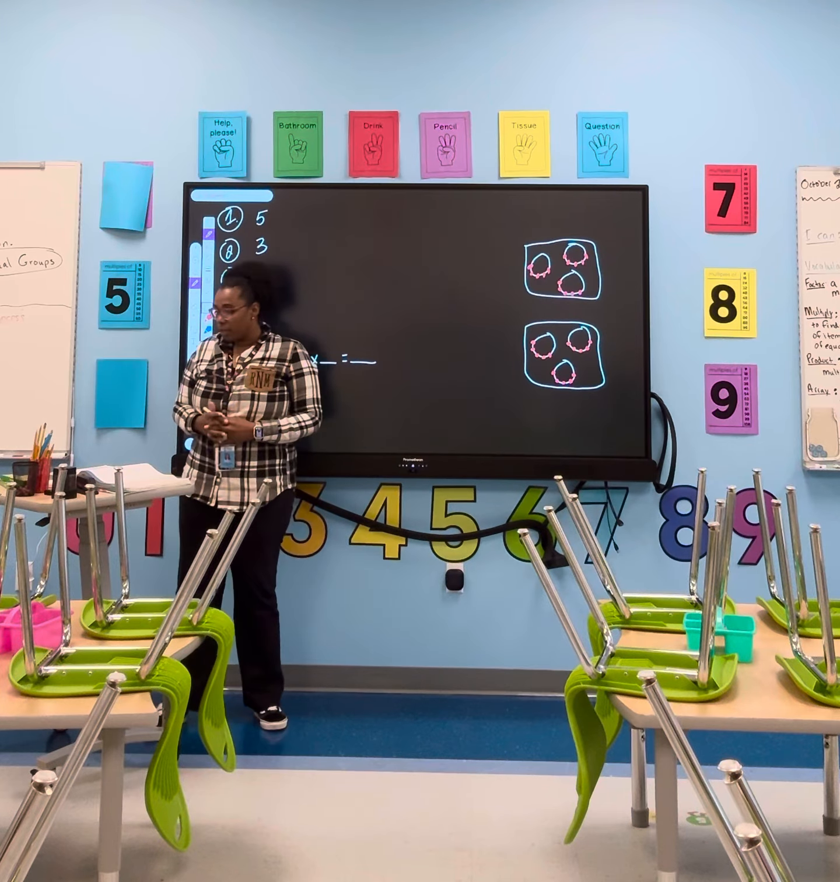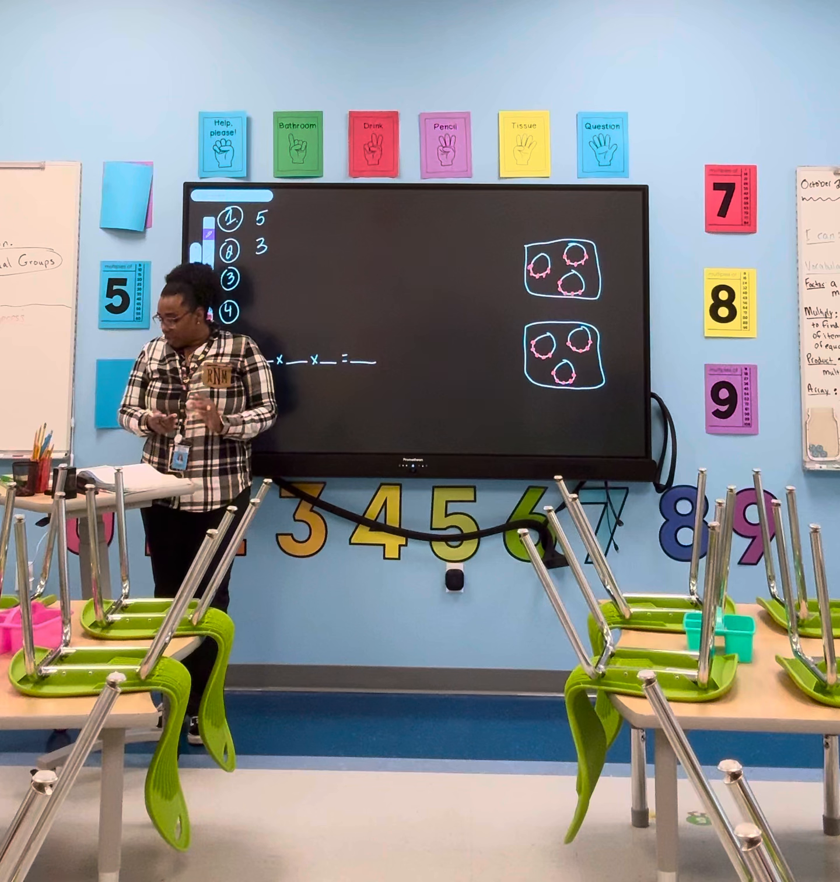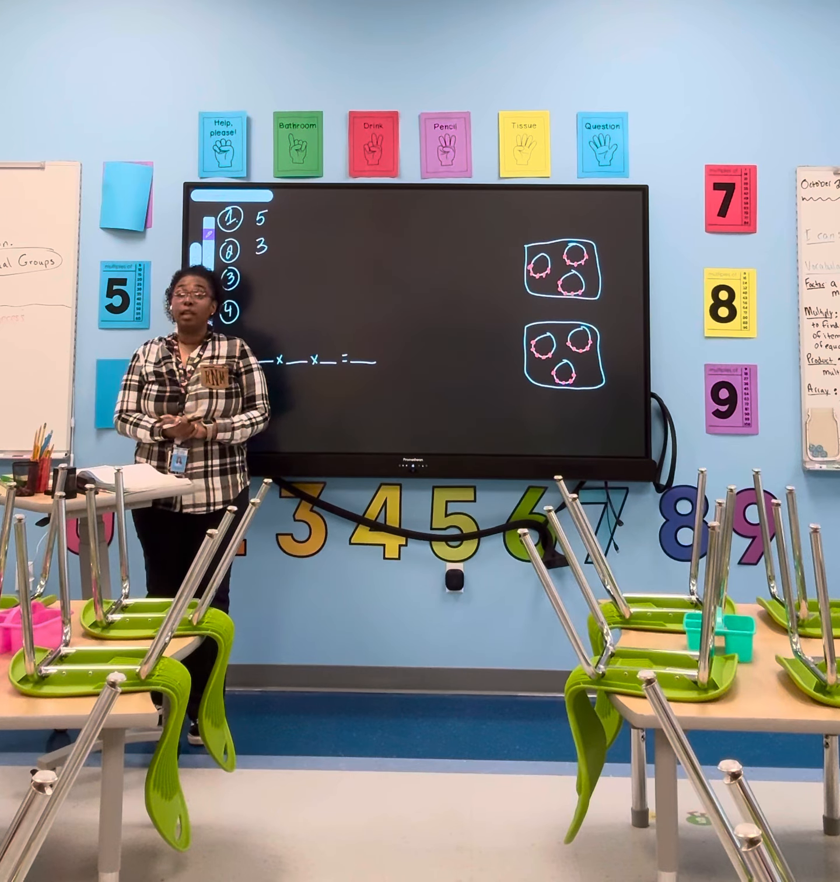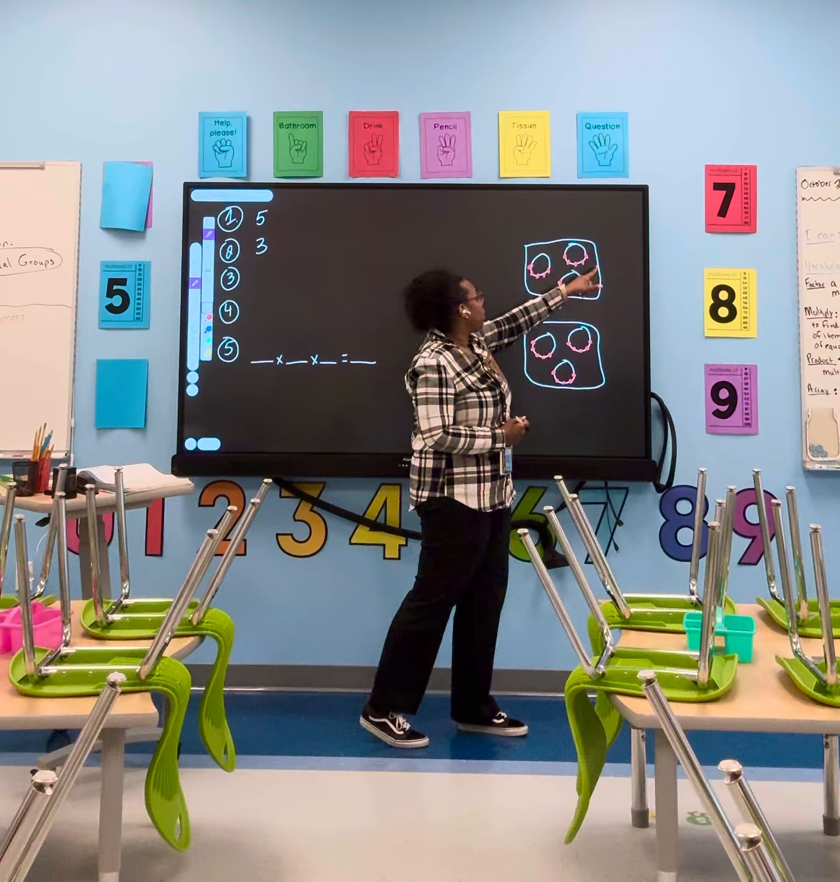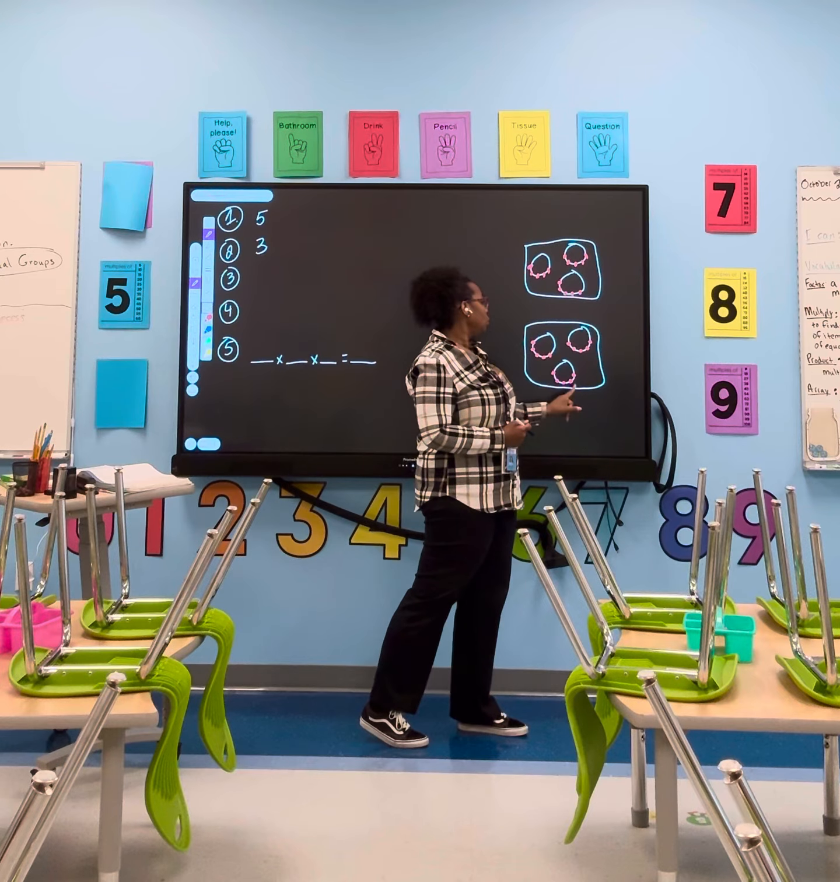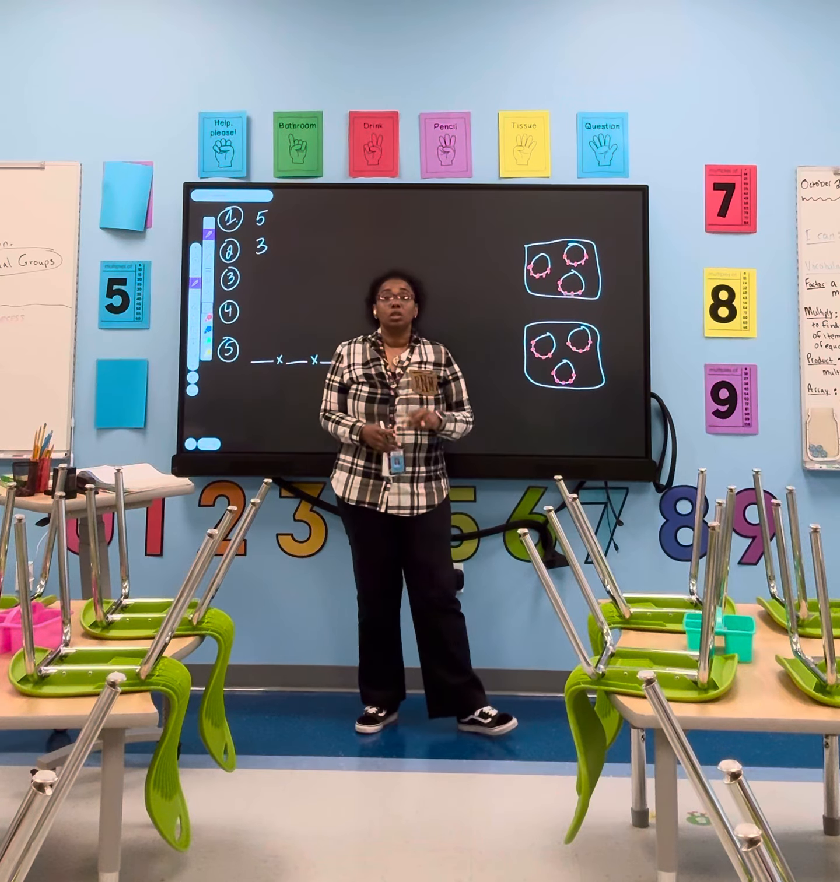Okay, let's keep going. Number 3 says, how many bags did Kelly use? These are my bags. This is 1 bag, and this is 2 bags. So Kelly used 2 bags.